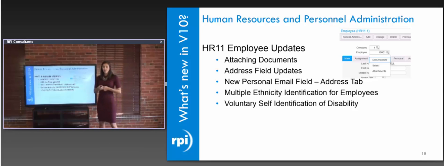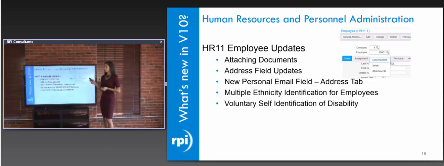Couple HR 11 updates. So first of all here, there's a little screenshot right here. You have the ability to attach documents. So if you went into the HR 11 and you right-clicked on the employee number, you'll see drill around, select, and attachments. If you click attachments, you'll be taken to another page where you can use a browse feature to browse out to a file that's stored on the server and attach that to the employee.